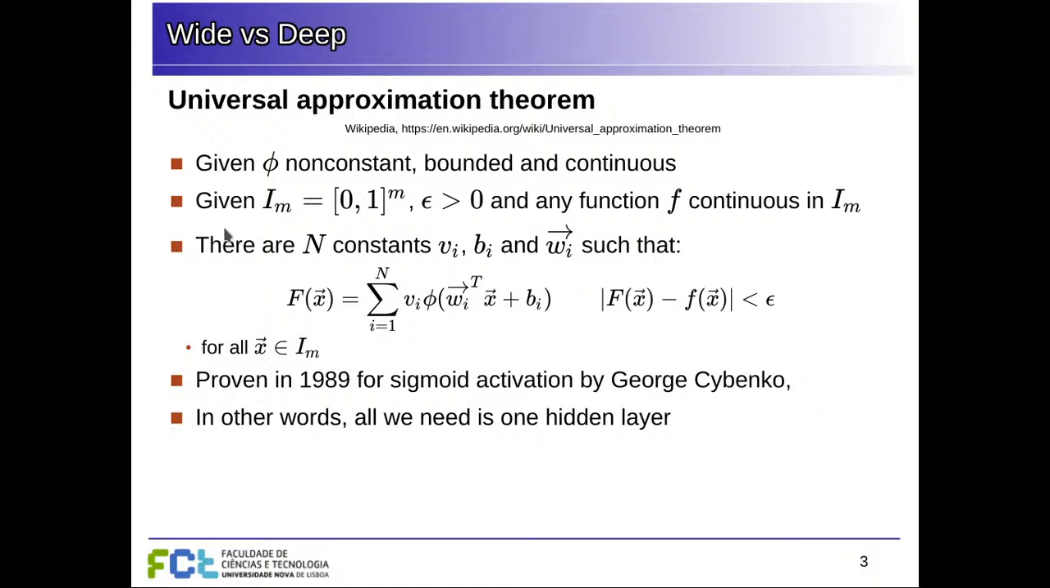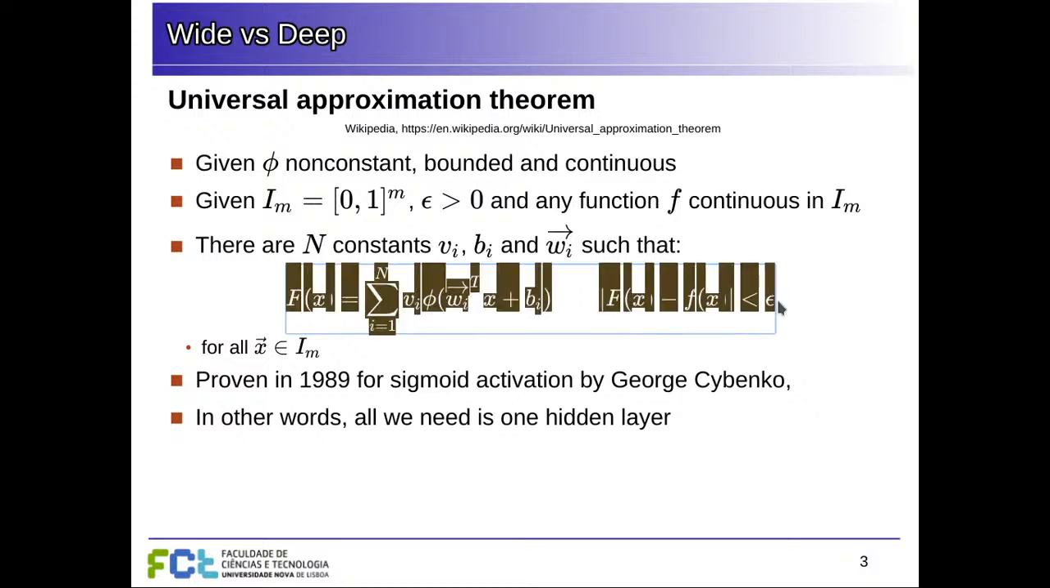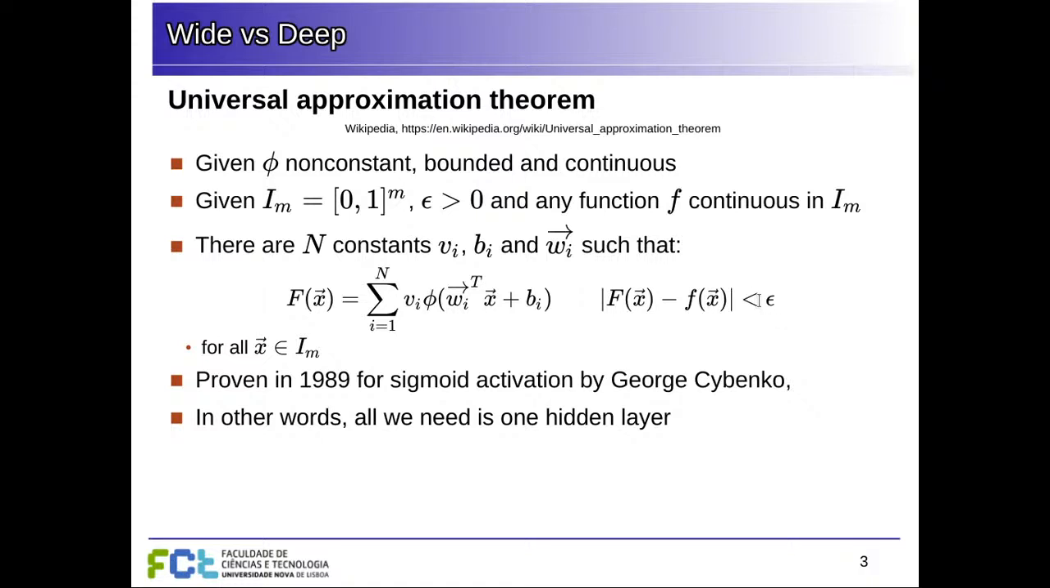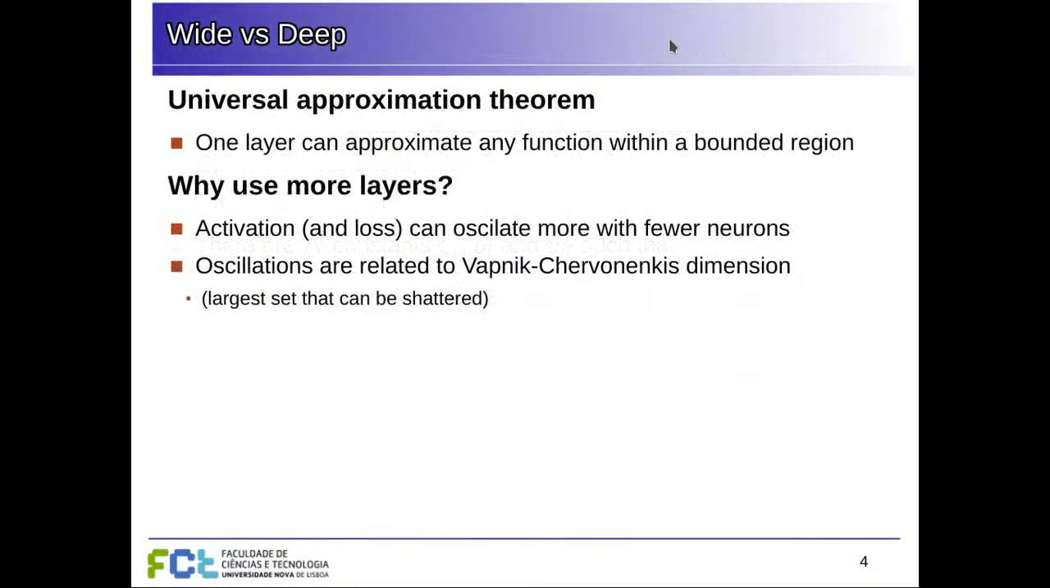The thing is that we need some number of neurons that depends on how close the approximation we want to be, so how large or small this epsilon is. But in general, one layer can, in theory, approximate any function within a bounded region. So the question is, why are we using more layers?